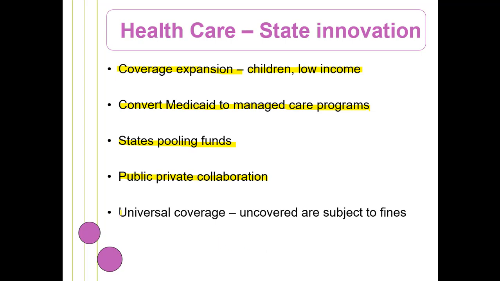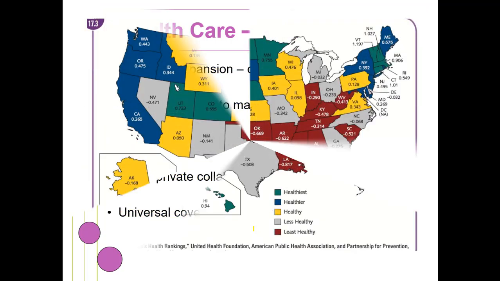And universal coverage, which you've already talked about, is part of what the Affordable Care Act had tried to do. In order to incentivize people to get insurance, you are subject to fines for not being covered, and that's called the individual mandate, which then got shot down in the recent tax bill.